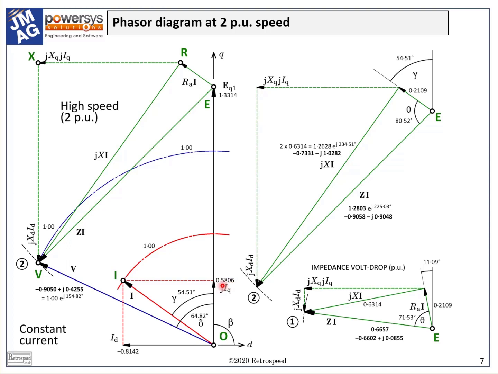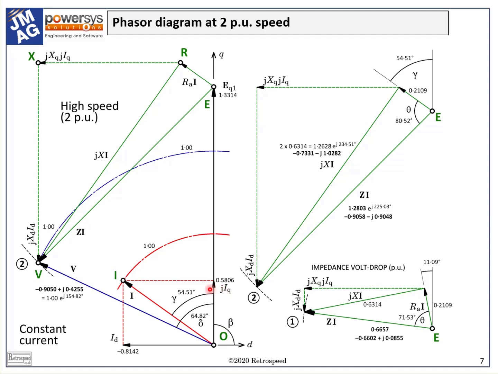Since this is a non-salient pole motor, the torque has decreased in the ratio 0.5806 divided by 0.9808, which is 0.592. So we're going faster, but we've lost quite a bit of torque. The mechanical power, however, is the product of torque and speed, and it has changed from 1 times 0.9808 to 2 times 0.5806. So it has actually increased in the ratio 1.184.